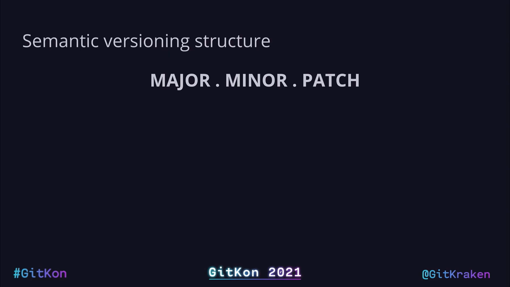And there's three parts to a semantic version number. There's the major, then .minor, then .patch. And each one of these, when you increment them, means something different. It means a different degree of changes have gone into your code base.